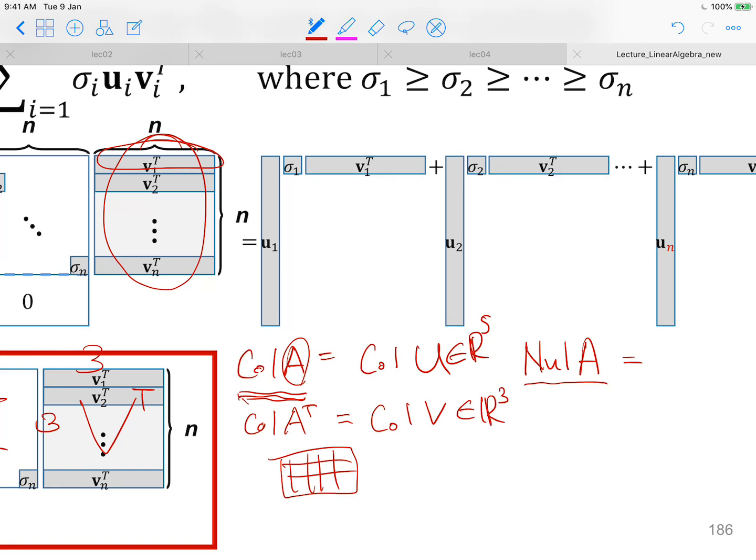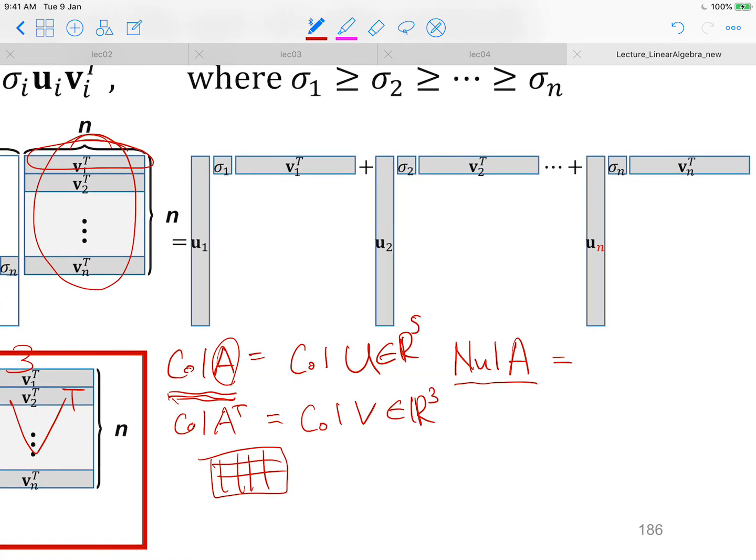Now let's consider the null space. What is the null space? It is the set of all solutions of AX equals 0, and this X is in a 3-dimensional space.